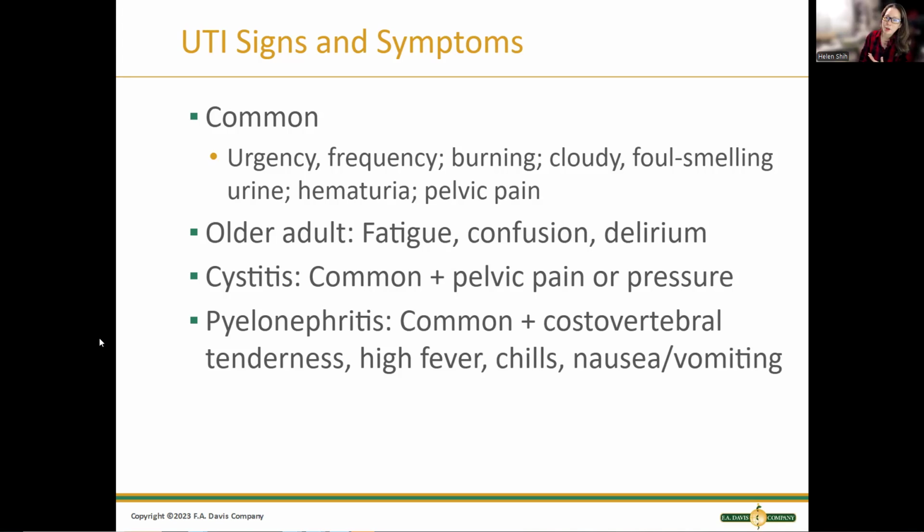In older adults, you actually will see some of these signs and symptoms less, but you'll see more fatigue, confusion, and delirium. The reason for that is because when you are an older adult, you have immunosenescence. And so, although your white blood cells may still be active, your body may not be producing a fever in order to kill off some of these pathogens, just because your body slows down. And this is a normal age related change.